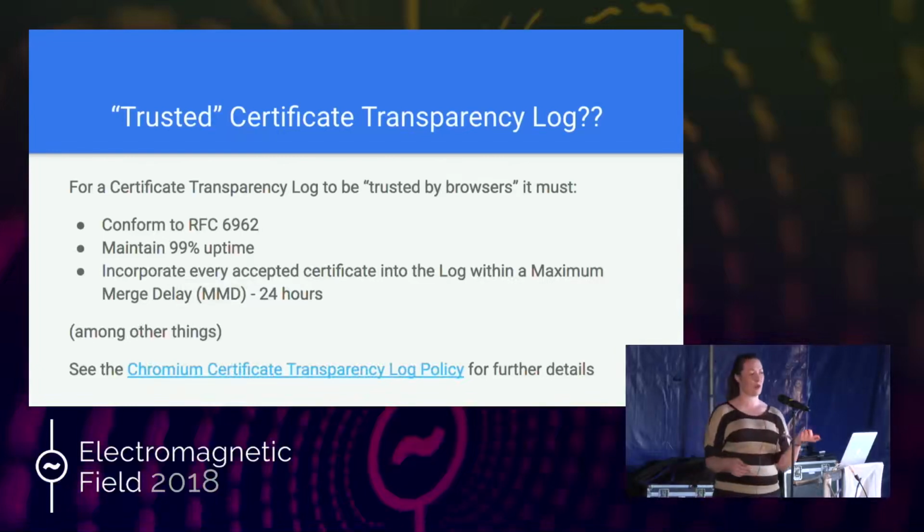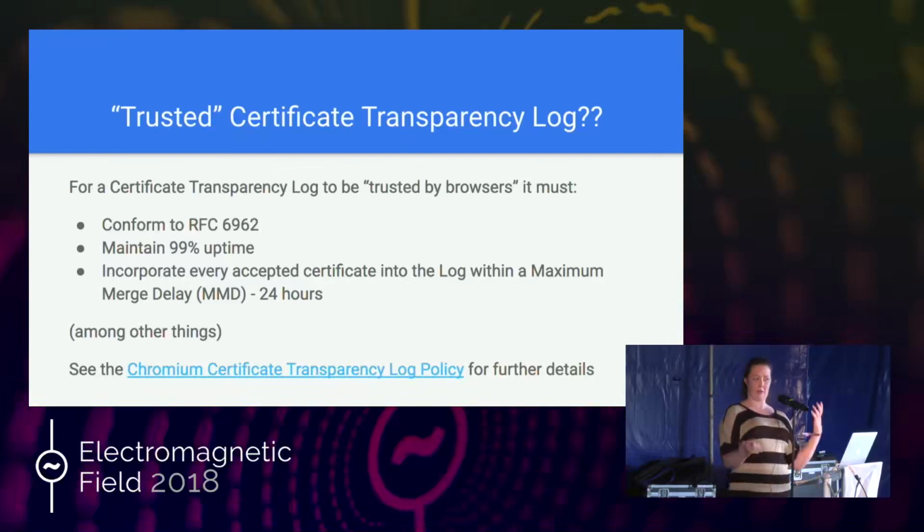The point of this requirement is to minimize the amount of time between when a certificate is submitted to a log and when it's then publicly accessible for monitoring. But at the same time, it's trying to balance that with operationally allowing enough time to incorporate the certificate into this Merkle tree structure.